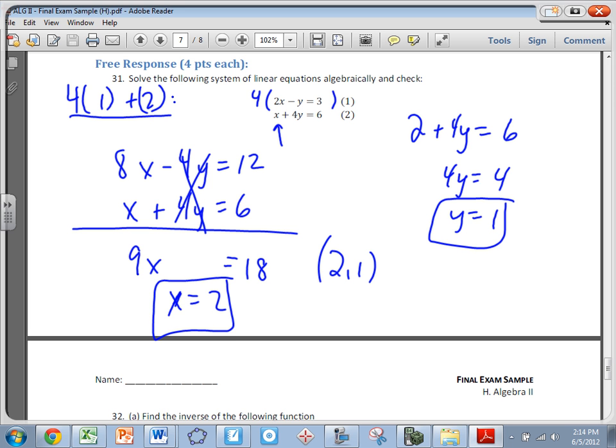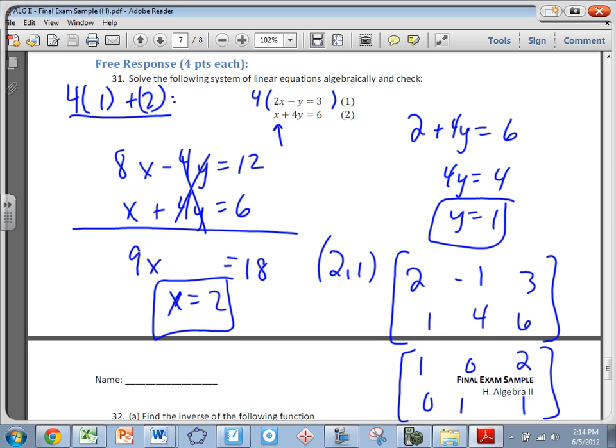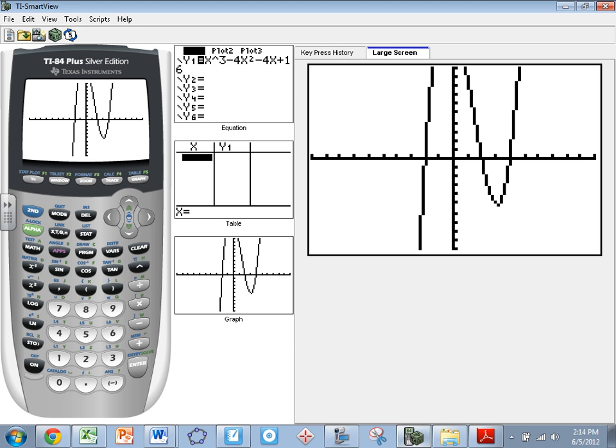How do I check this? I can check it by hand by plugging them both back in or do a matrix. My matrix will look like this. Okay? And when you do RREF, row reduced echelon form, you end up with 1, 0, 0, 1. You'll end up with a 2 here and a 1 right here. How do you do that again real quick? We got, let's see, 2, -1, 3. Let's do this. Second matrix.